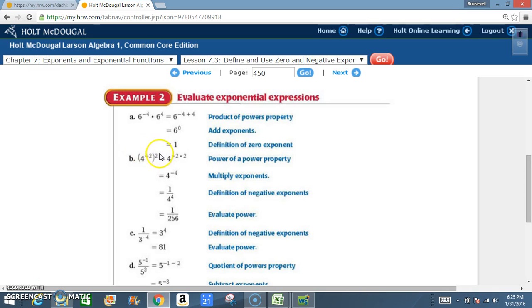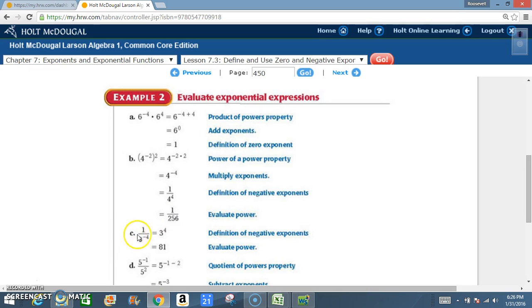B, we got 4 to the negative 2 raised to a positive 2. When that happens, we multiply. What's a negative 2 times 2? That's a negative 4. Negative 4 can be rewritten as 1 over 4 to the positive 4. Now, what is 4 to the 4th power? That's going to be 256. So my answer is 1 over 256.